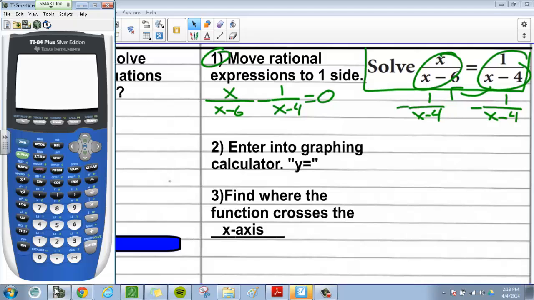I got to type this in, so we go to the y equals, right? And then I'm going to put x divided by, here's where I have to use my parentheses, x minus 6. And then I'm subtracting, and then I have 1 divided by parentheses, x minus 4. And then at this point, we're going to click on graph on the upper right, and it's going to graph this function right here.